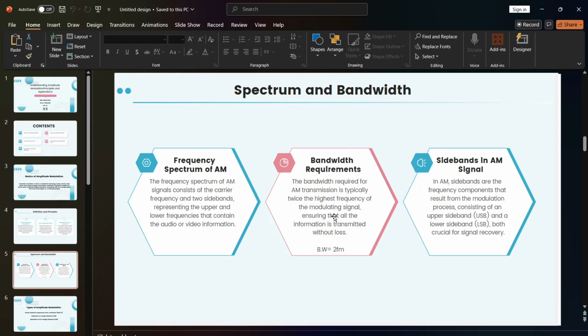As I have said, bandwidth is the upper frequency minus the lower frequency, and after solving, we get BW equals 2 fm. The bandwidth required for AM transmission is typically twice the highest frequency of the modulating signal, ensuring that all the information is transmitted without loss. Now, sidebands in AM signal. We will come across how many types of AM signals there are, like USB, SSB.